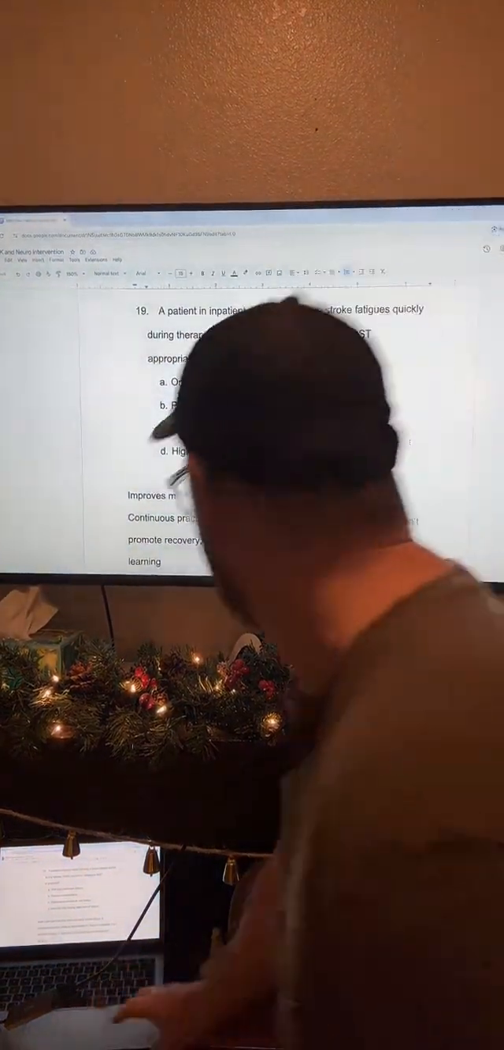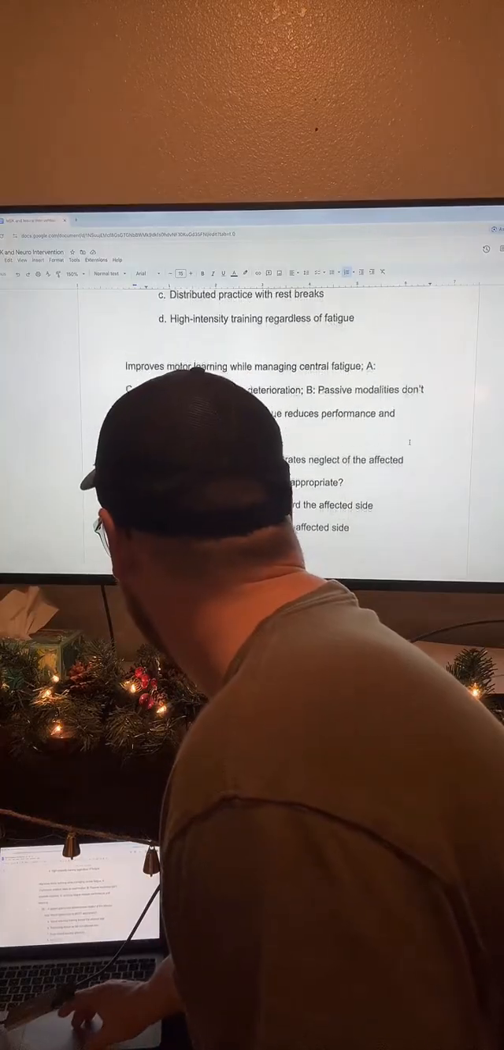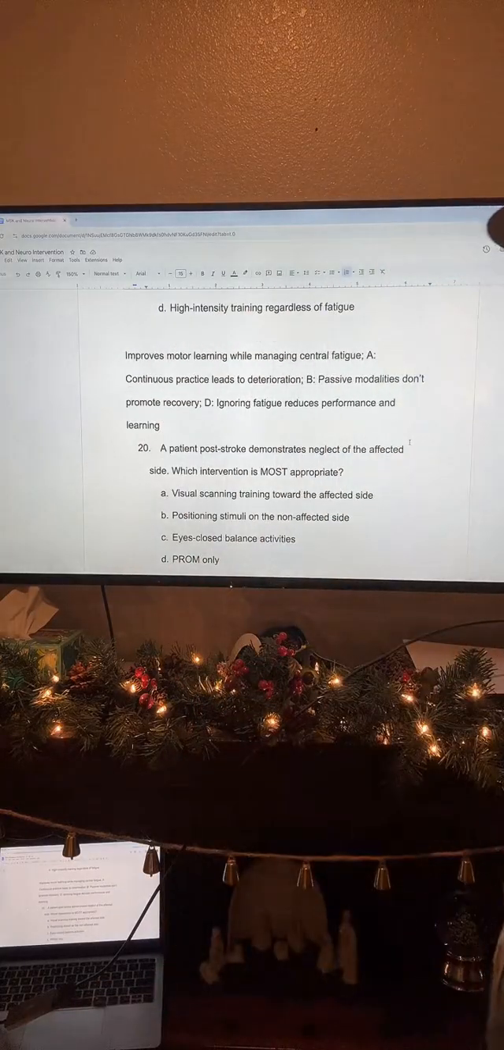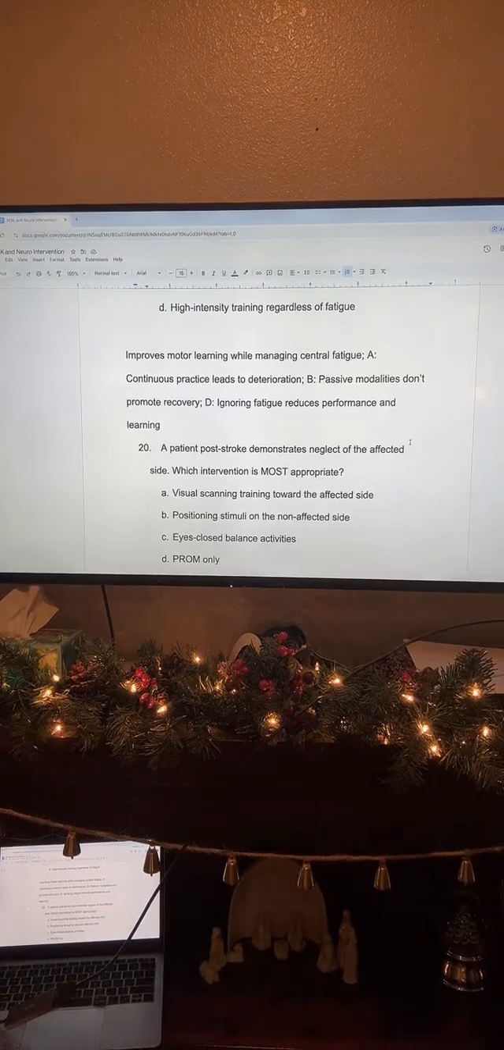Okay. One more question, and then we can talk about other stuff if you guys want. A patient post-stroke demonstrates neglect of the affected side. Which intervention is most appropriate? A, visual scanning training toward the affected side. B, positioning stimuli on the non-affected side. C, eyes closed balance activities. D, passive range of motion only.